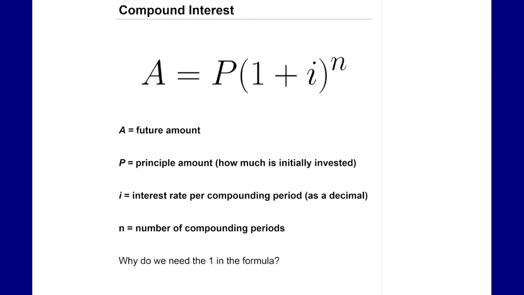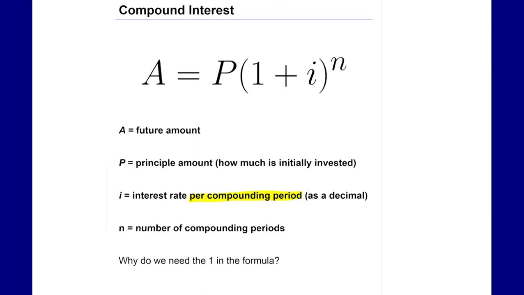So we have A, which is our future amount. We have P, which is our principal amount, or basically how much is initially invested. So we can see the similarities between this and the exponential growth. We have then 1 plus i. i is the interest rate per compounding period. And that's a key thing, the per compounding period. And n is the number of compounding periods. So again, very similar formula to the exponential growth with percents, just slightly different meanings for the variables.